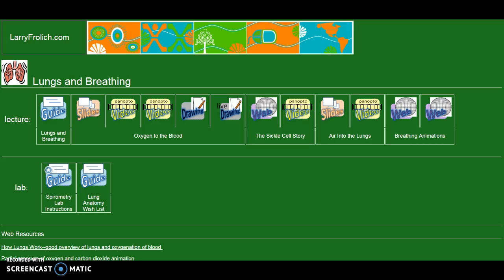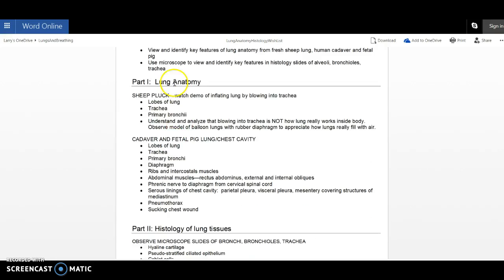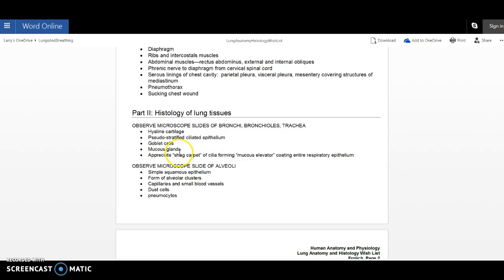In addition to that, you're going to want to be sure you're ready for anything on the lung anatomy wish list. So that will include things we saw in the sheep pluck and the fetal pig chest cavity. Finally, there's some histology of the lung tissue, the bronchi, bronchioles, so slides of the alveoli.